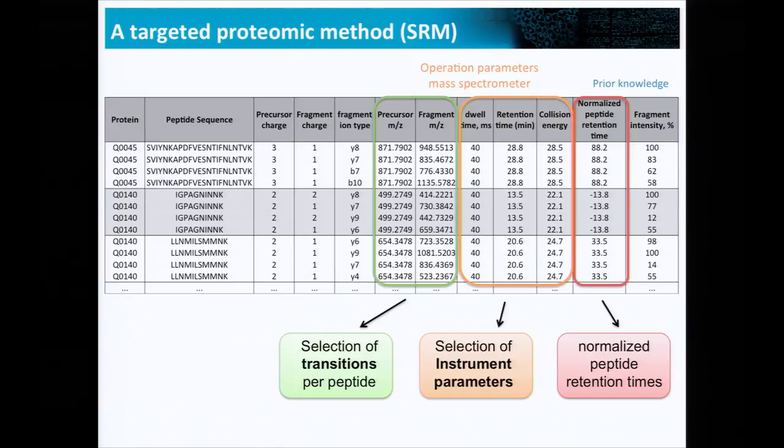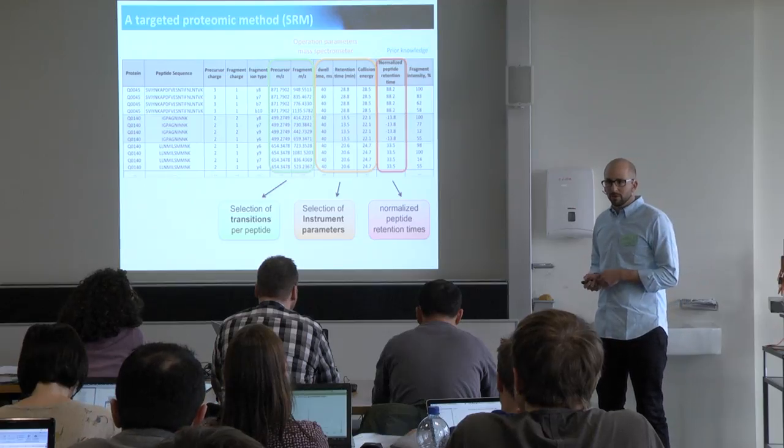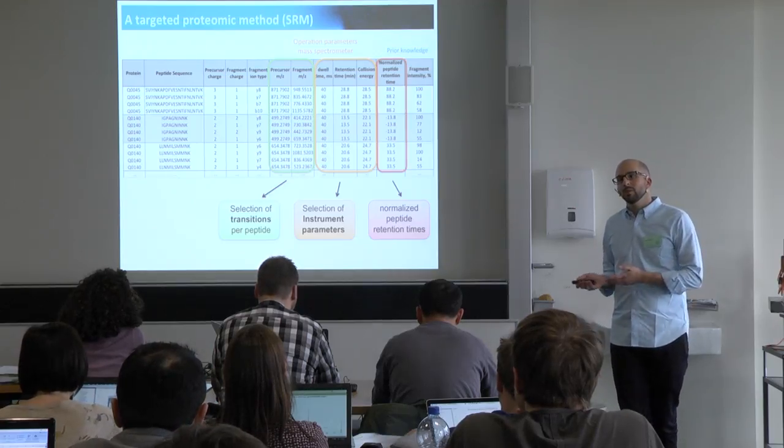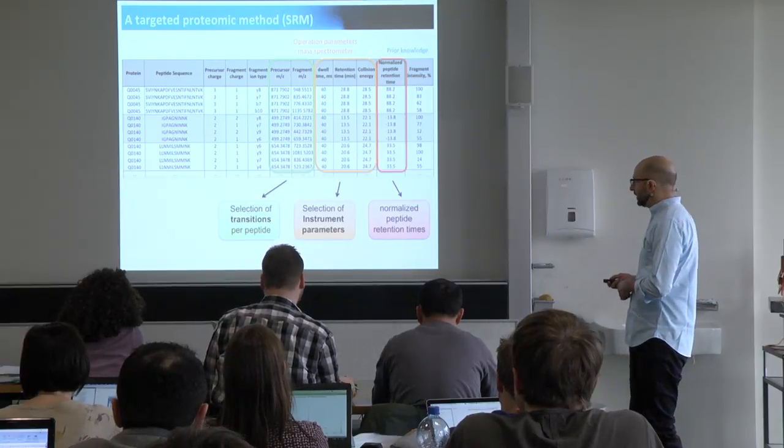The aim of this lecture is that at the end of it, you understand each one of these columns and are able to look at a transition list and understand what's going on and what some of the decisions were that were made in order to generate this transition list.